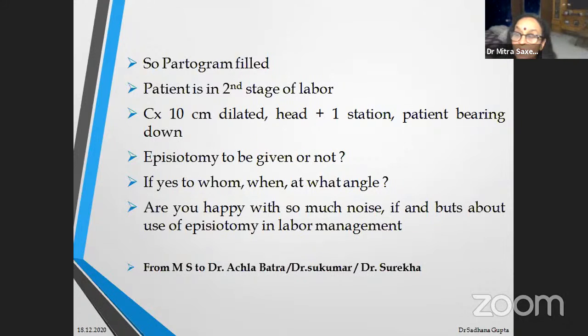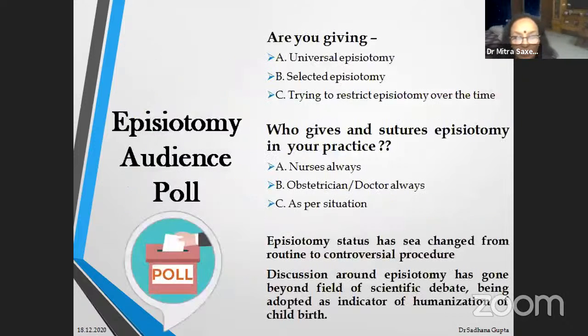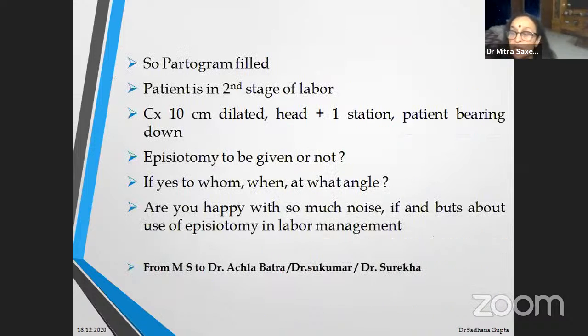Like fashion is a habit of going around in circles, from tight pants to loose ones to tight pants, so from no episiotomy to no episiotomy again. So I will ask Dr. Achla, Dr. Sukumar and Dr. Surekha to give their inputs on the timing, the benefits and the disadvantages of episiotomy. That which is the commonest of operations, which is given the least of izzat.